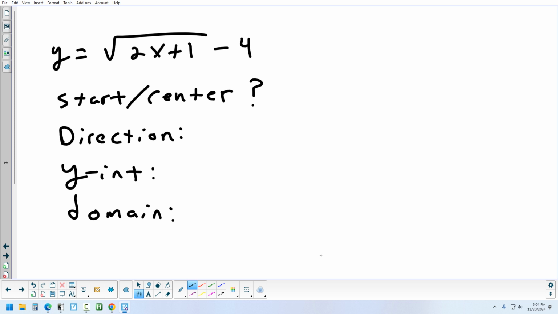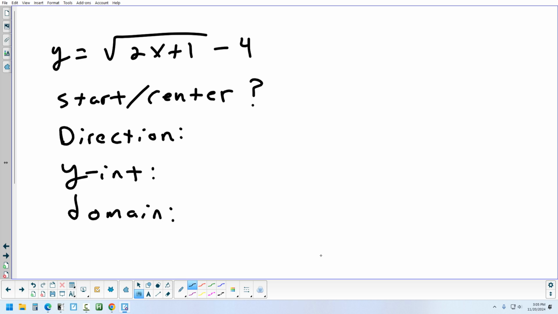So it's all based on the index. What's the index in that one? 2. And that's an even index. So even index roots always include, so it's either start or center. Start or center. Okay.